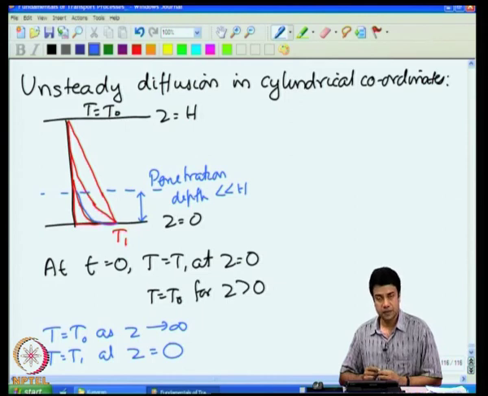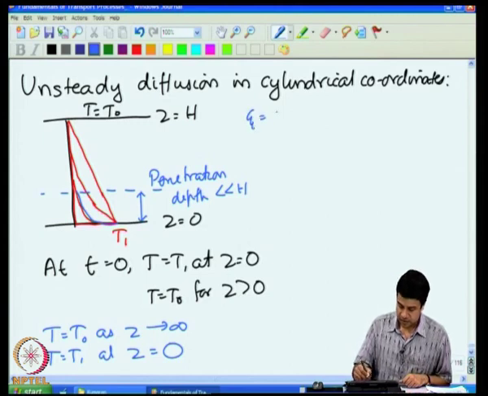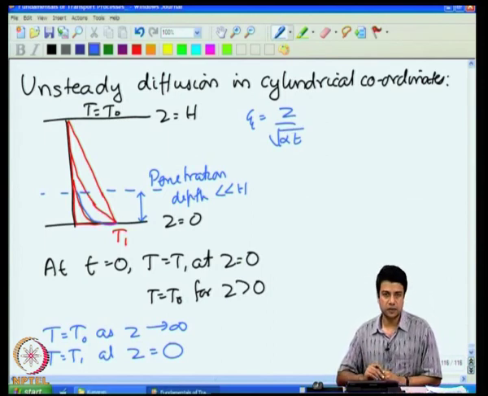And in that case, we had no length or time scales in the problem, and therefore, we were able to define a similarity variable, psi is equal to z by square root of alpha t. And we wrote down the conduction equation in terms of this parameter psi.